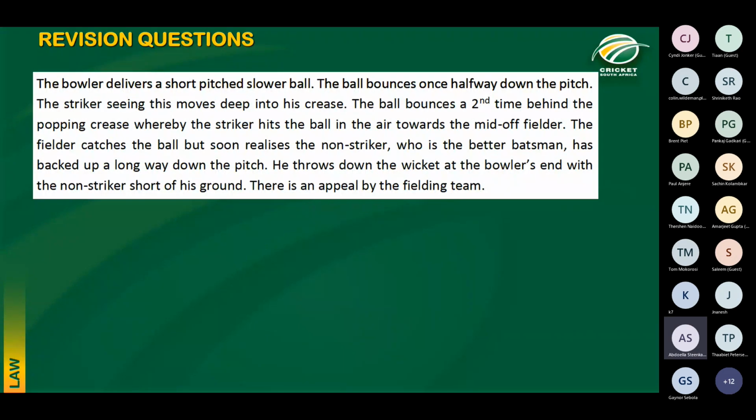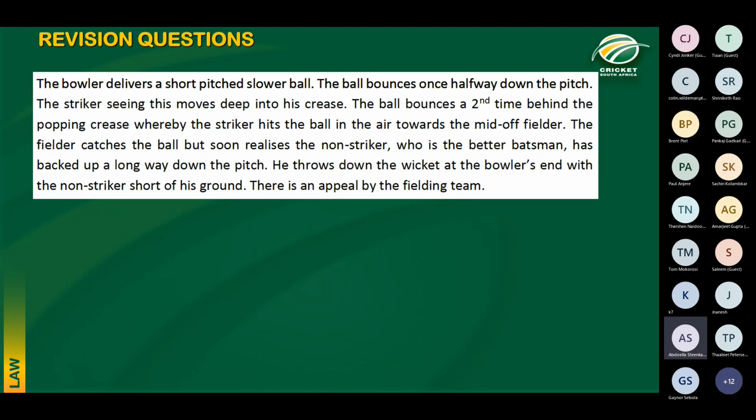The bowler delivers a short pitched ball. The ball firstly bounces halfway down the pitch, and then the ball bounces a second time behind the popping crease. After bouncing for a second time behind the popping crease, the striker then hits the ball straight to the mid-off fielder. After the mid-off fielder catches the ball, the mid-off fielder then sees the non-striker, who is the other batter, being outside his crease.